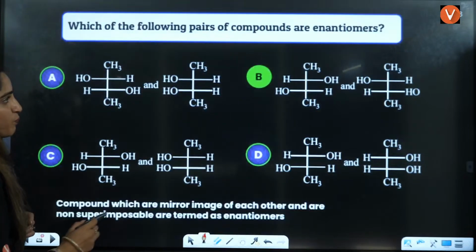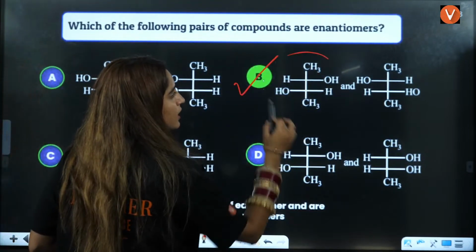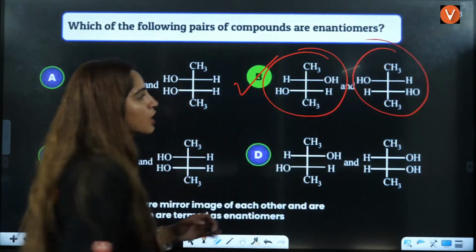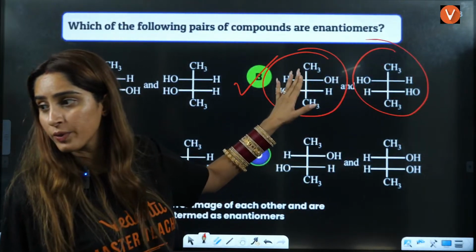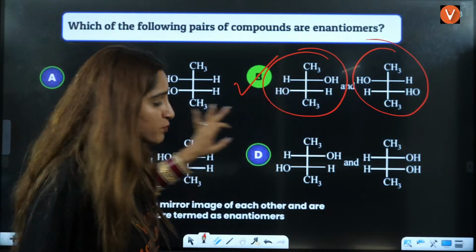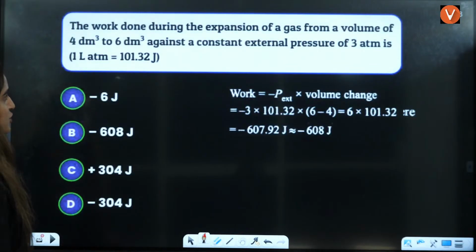So the answer is B, it is the correct answer. Okay? These are mirror images. You paste it here. It is non-superimposable. So the answer is: non-superimposable mirror images are enantiomers.